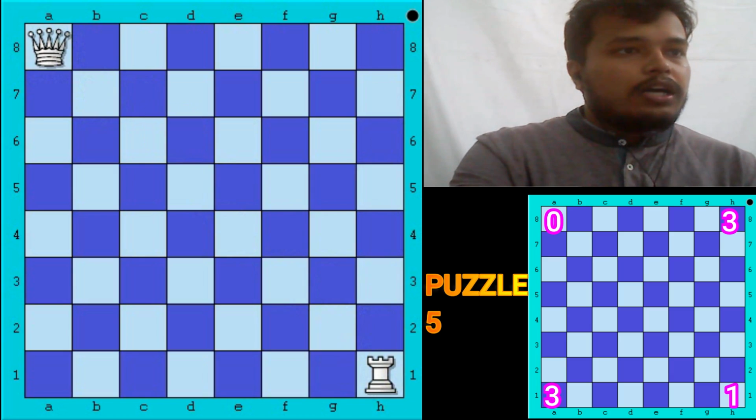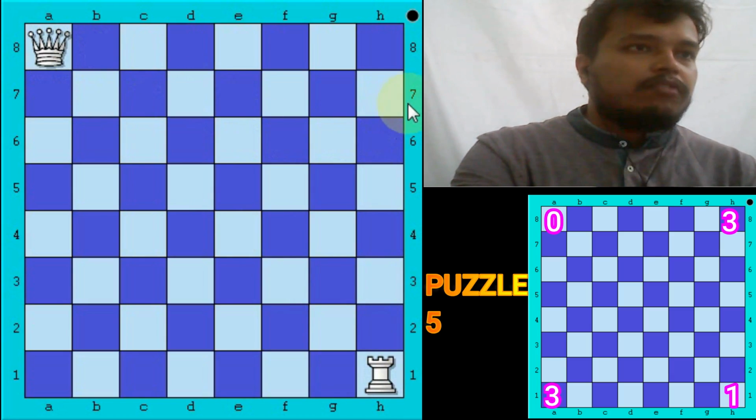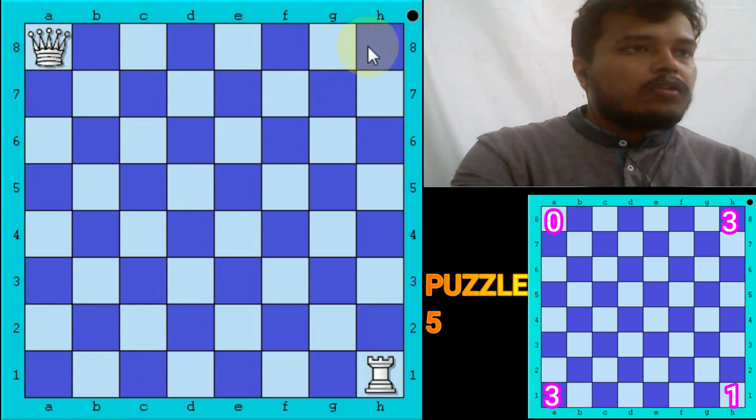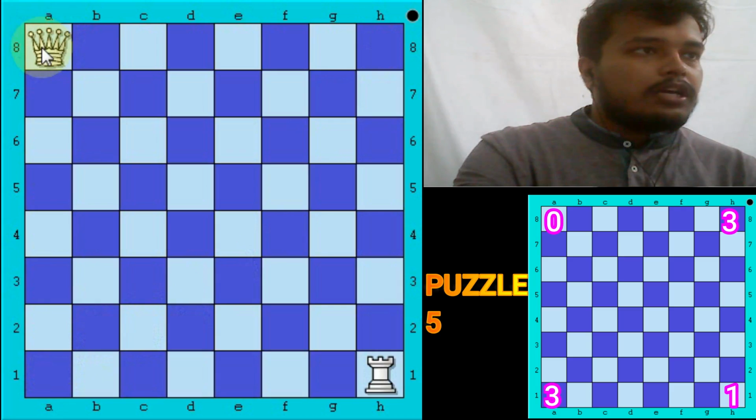So here a8 is attacked 0 times as of now. So you cannot place the queen on the h8 or a1, and the rook also you cannot place on the h8 and a1, because then the a8 square will be attacked once. So the only pieces left to be placed are both the bishops.